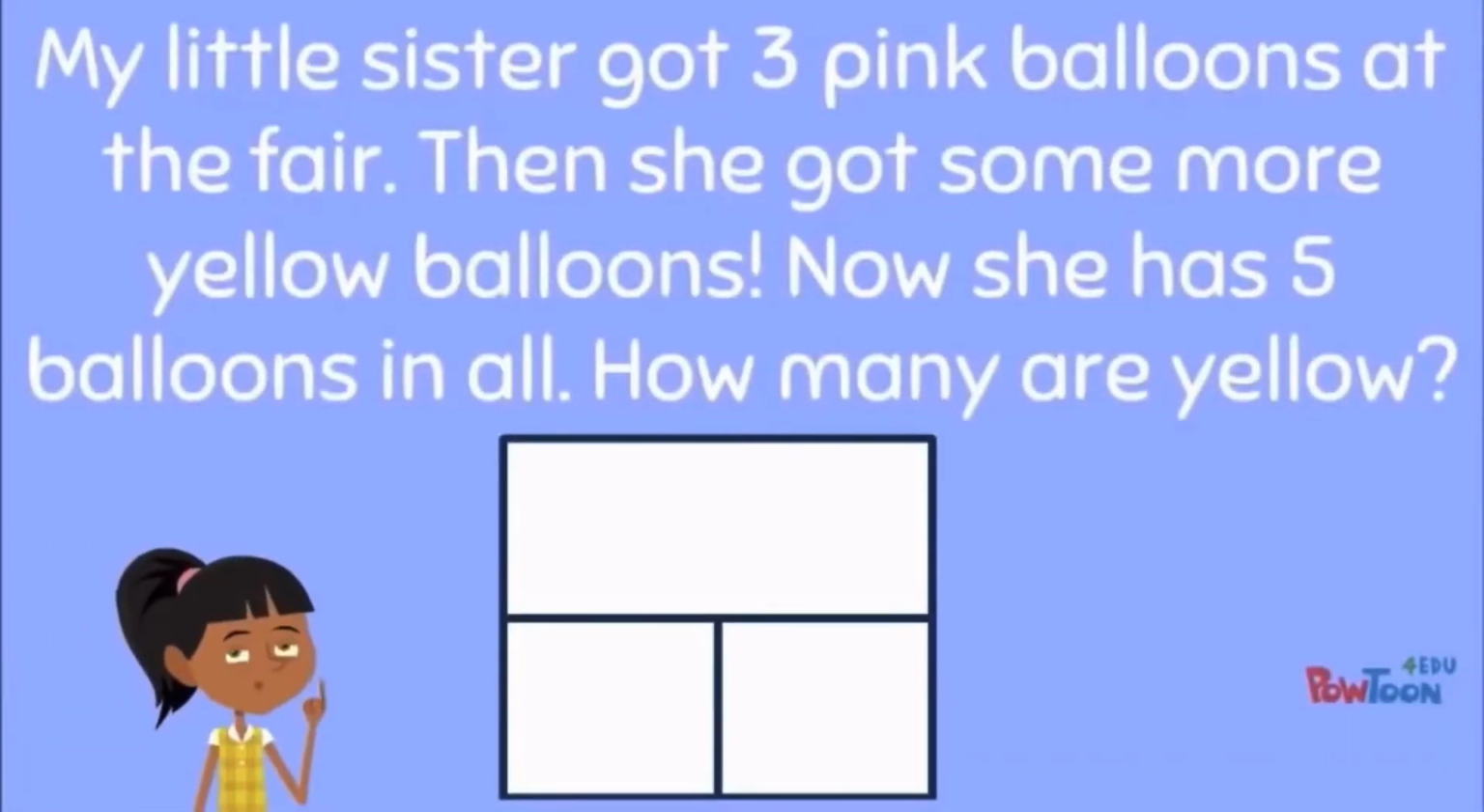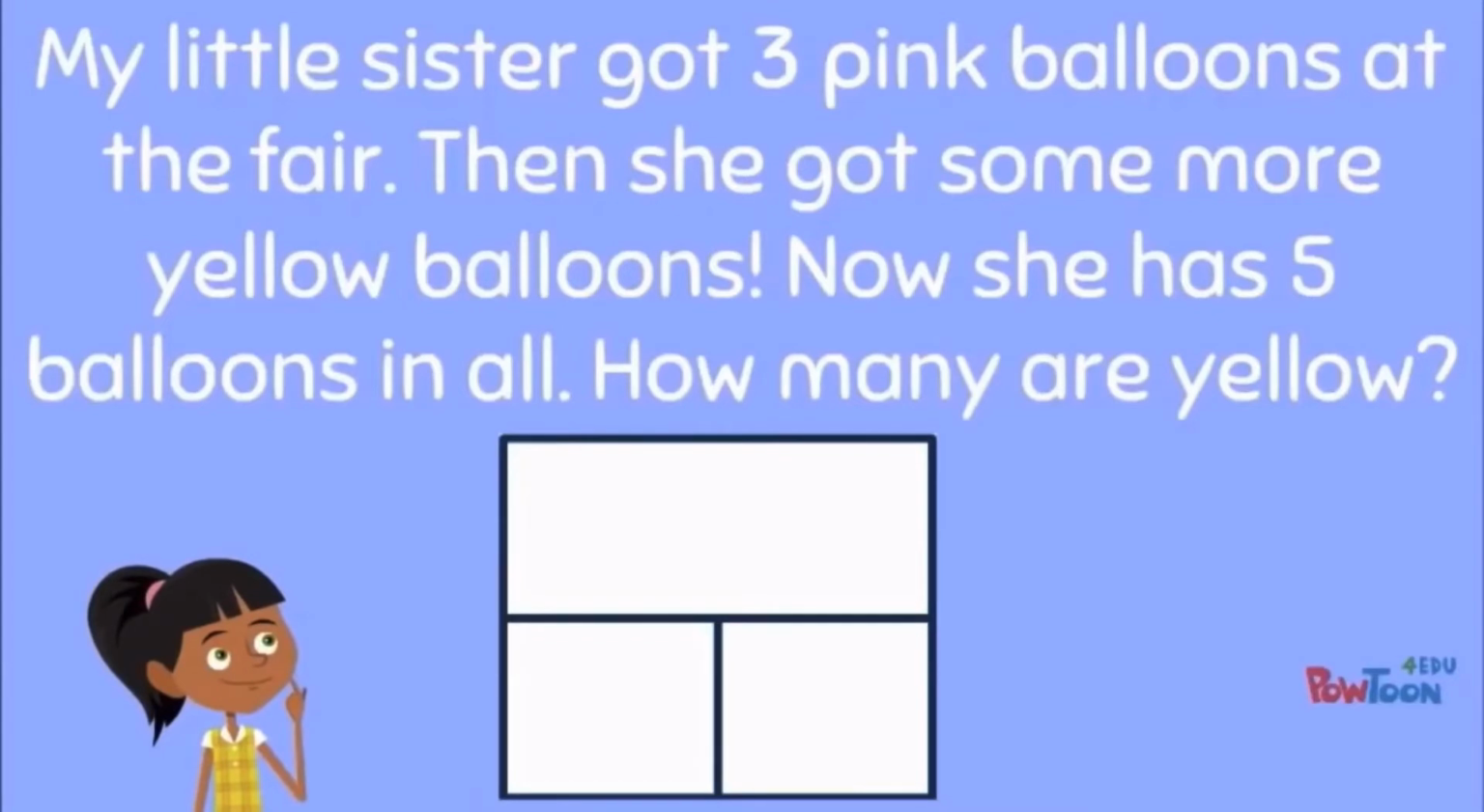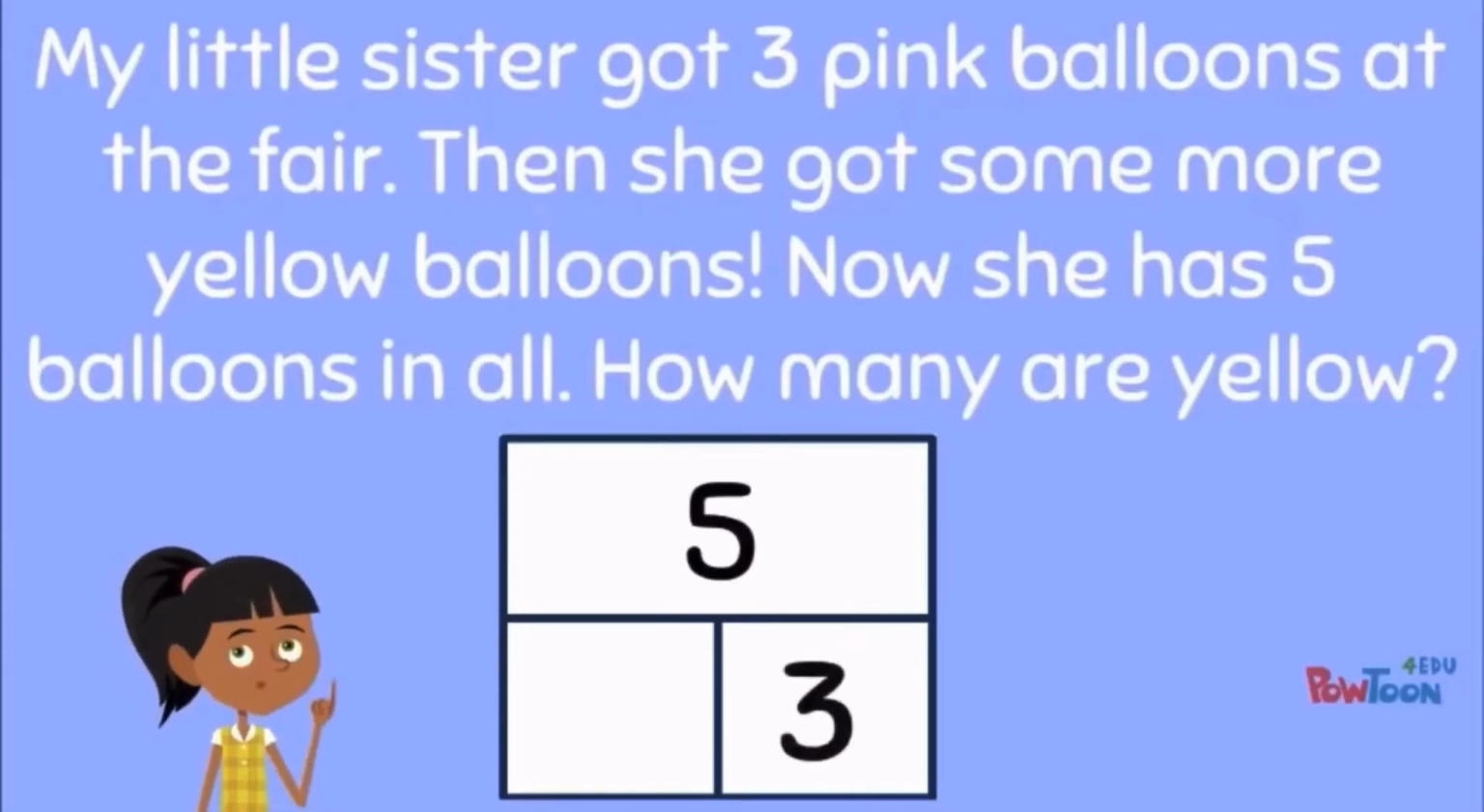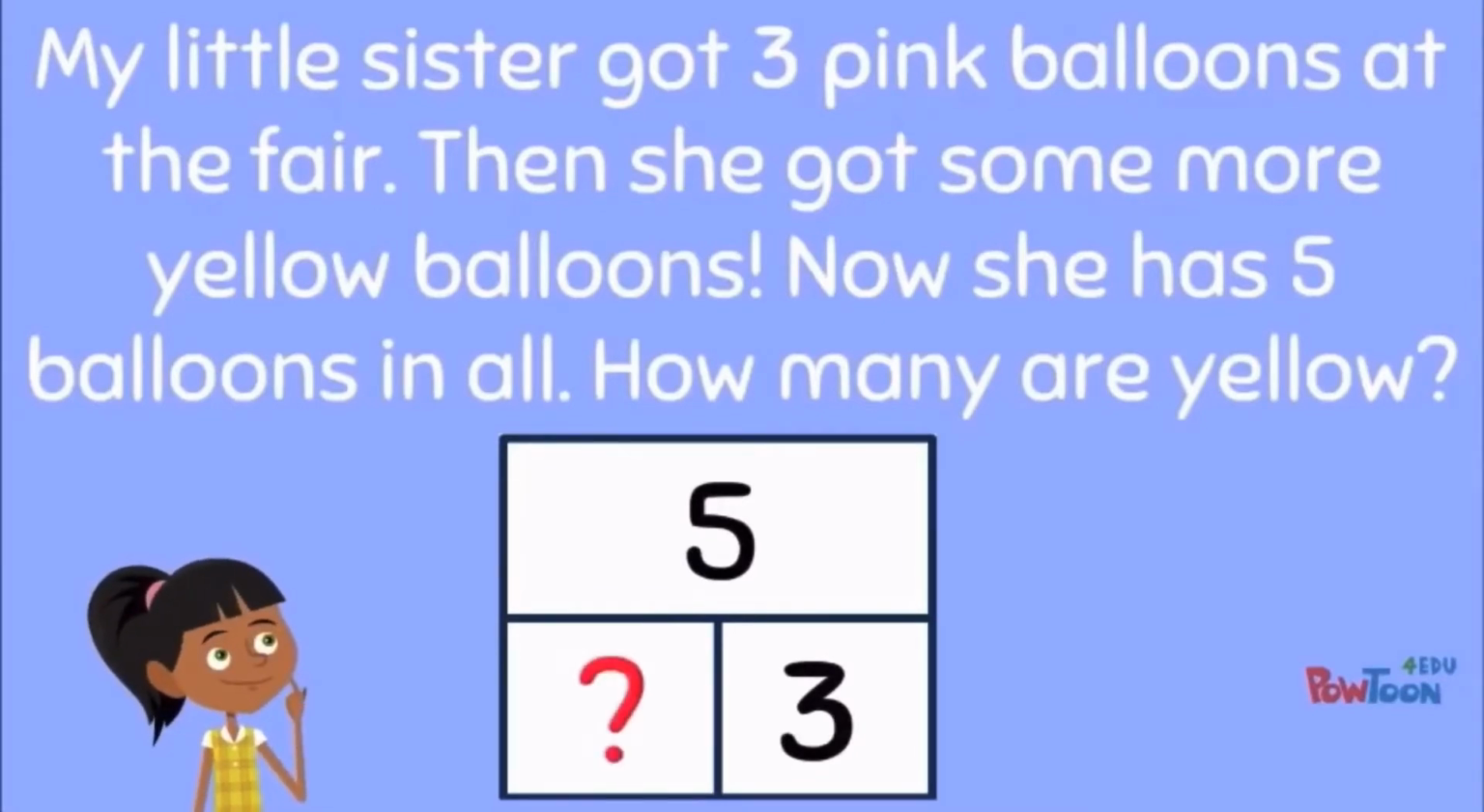So what is the whole? 5. We know that there are 5 in all. And what part do we know? We know that 3 of the balloons are pink. We need to figure out how many are yellow. Do you know the answer?